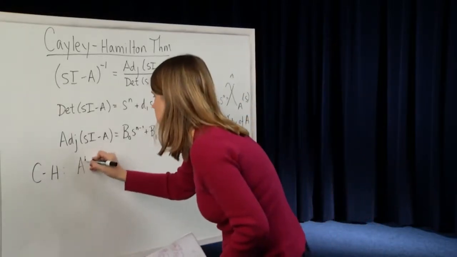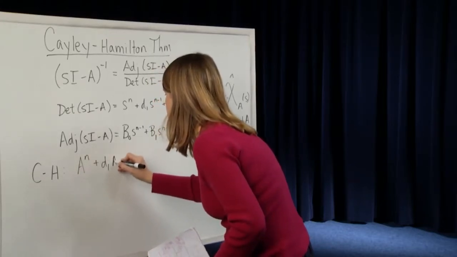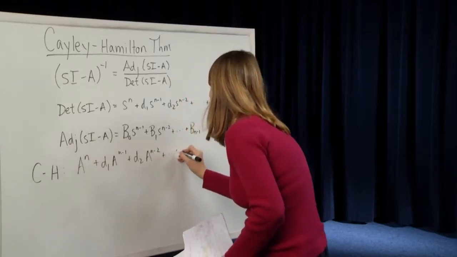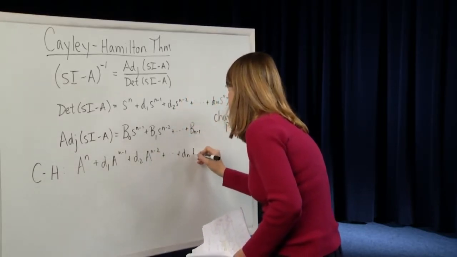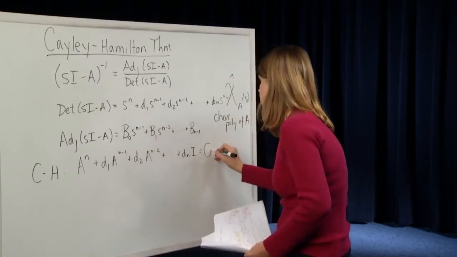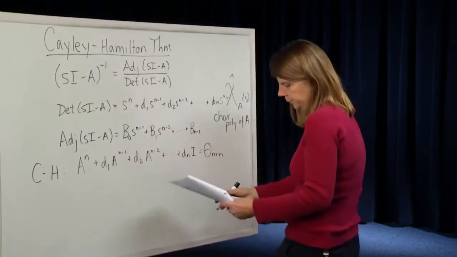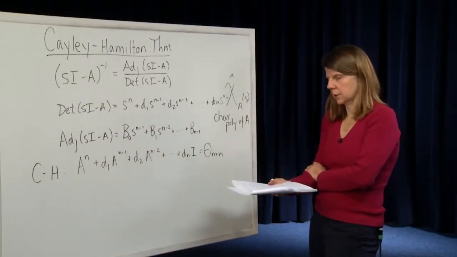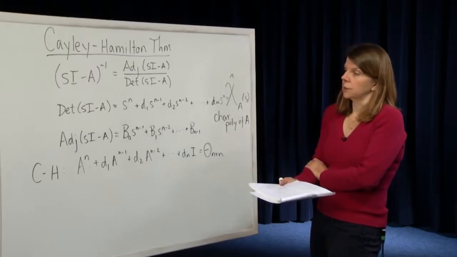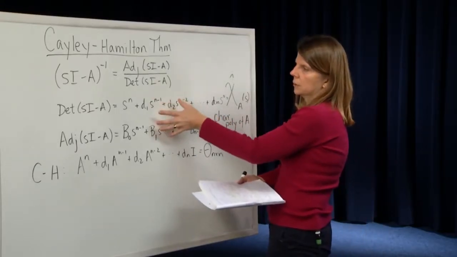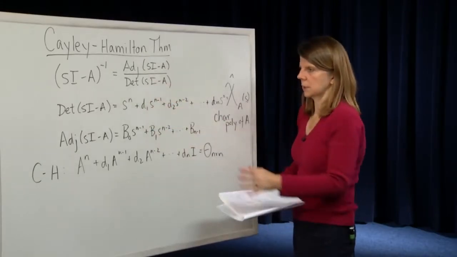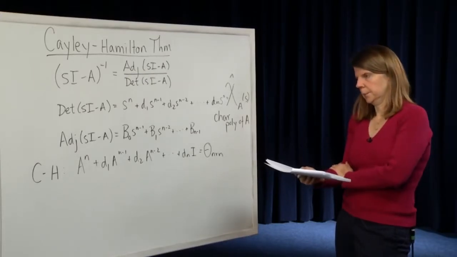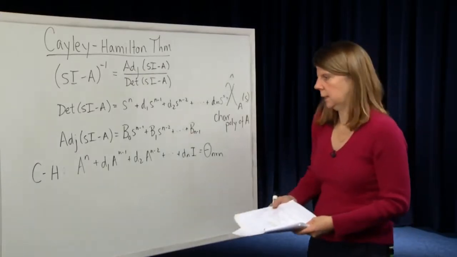Okay, so that says A to the n plus d1 A to the n minus 1 plus d2 A to the n minus 2 plus d_n A to the 0, which is the identity, is equal to the 0 matrix. Every matrix satisfies its own characteristic equation. Okay, and we can prove this. We can prove it just using the form that we've discussed, like what form the determinant and the characteristic equation look like. Okay, so let's prove the Cayley-Hamilton theorem.